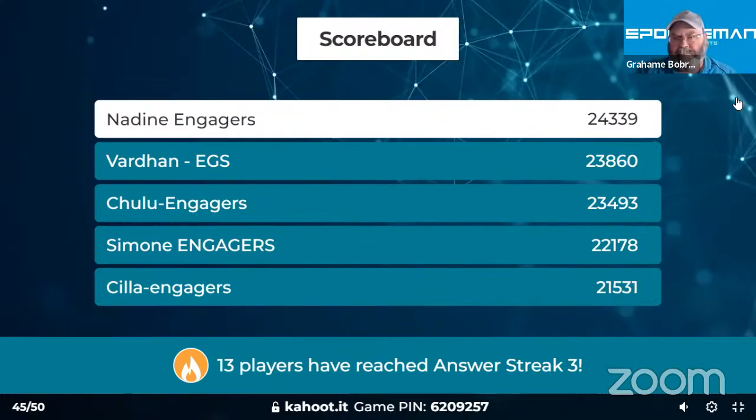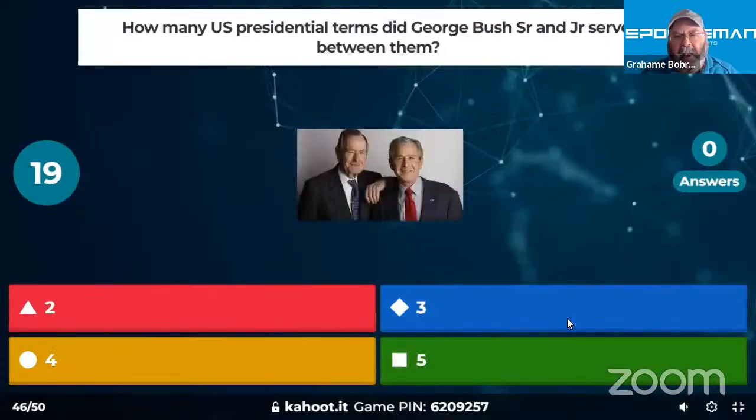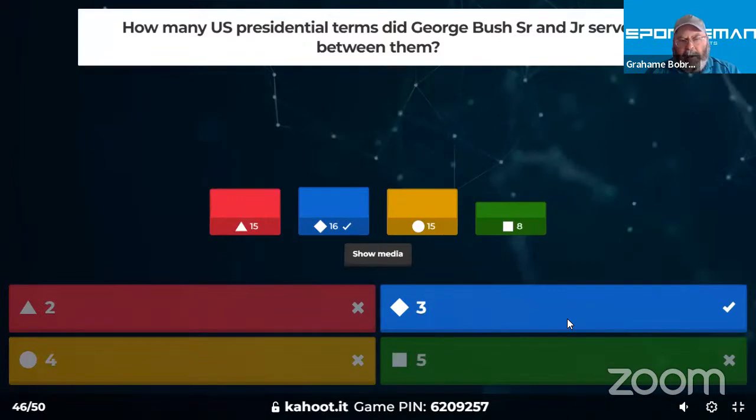46. How many US presidential terms did George W. Bush Sr. and Jr. serve between them? The Bush brothers, or father-sons, I should say. How many between them? Was it 2, 3, 4, or 5? Yeah, split amongst a whole lot there.